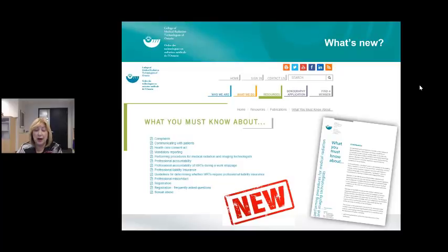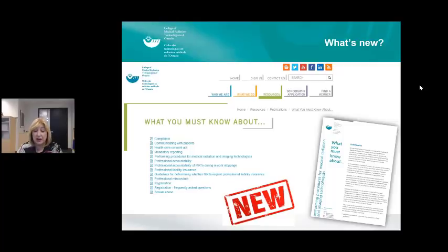This is all what's new. On our website, we have a section under the resources called What You Must Know About. So there's a whole series of publications that we've put together to try and put in plain language concepts around legislation and other things that our members need to understand when they're practicing medical radiation and imaging technology. So they're all available on the website at all times. You can go and have a look at them.